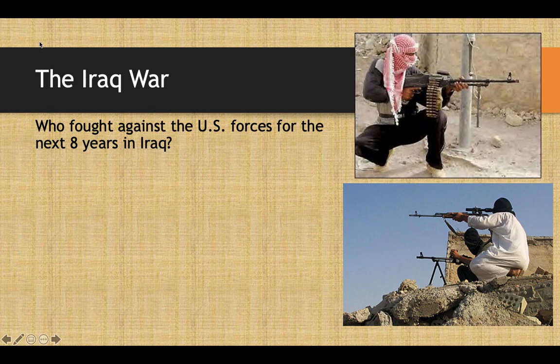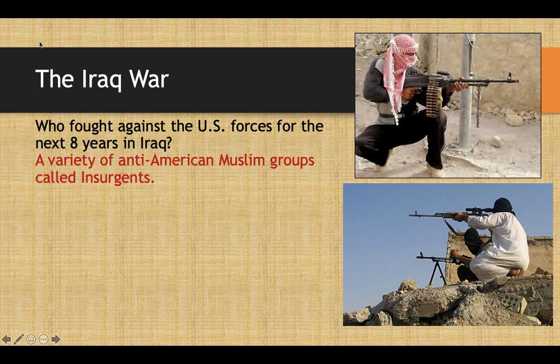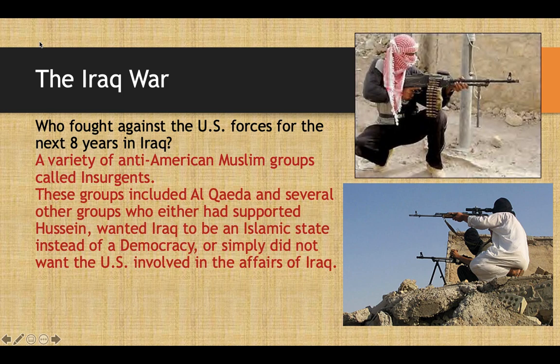A big reason for that is because once Saddam Hussein was removed, those who were loyal to him fought back. Okay, you had a lot of different groups that we called the insurgents. I know that's the term, a variety of anti-American Muslim groups that were either in Iraq to begin with or came to Iraq after the U.S. invasion to fight off the U.S. troops. So these groups included al-Qaeda, several other terrorist groups, other groups who had either supported Hussein or groups that wanted Iraq to be an Islamic state instead of a democracy like we wanted, or simply those who did not want the U.S. involved in the affairs of Iraq, whether or not they supported Saddam Hussein.